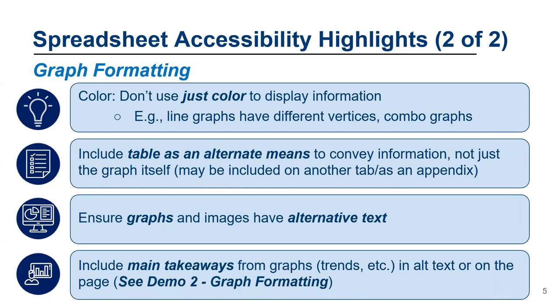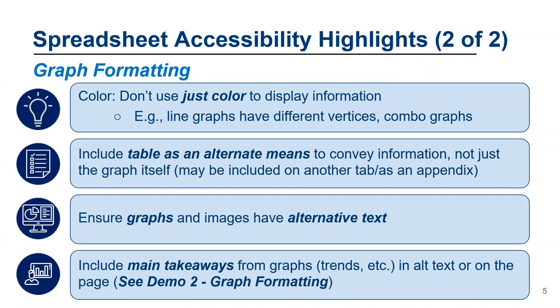And this is the number one thing, I think people do tend to do this often, which is using just color to display information. If there are different lines, like if it's a line chart, you want to have different vertices on the lines themselves. And if something's high, medium, low, and we'll show that as an example later, a green, yellow, red stoplight chart that you're trying to use, you want to call that out in another way than just green, yellow, red, because that may be hard to see or not visible by some people.